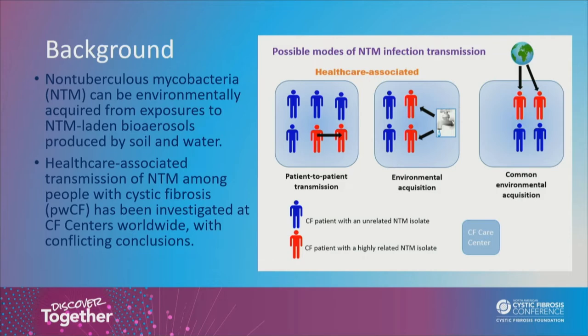The panel in the middle is an example of healthcare-associated acquisition from a water biosource. Here you have two individuals with CF who have a highly related isolate that they both potentially acquired from the healthcare system. That's one mode of common environmental acquisition in the healthcare environment. On the far left, you see what is considered patient-to-patient transmission. One patient has NTM and then transmits it to another patient in the same center. So when I say transmission, I'm thinking more patient-to-patient, either direct or indirect, and acquisition is acquisition from the healthcare environment.